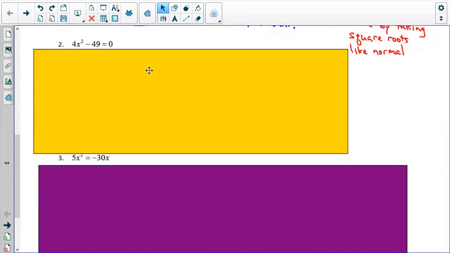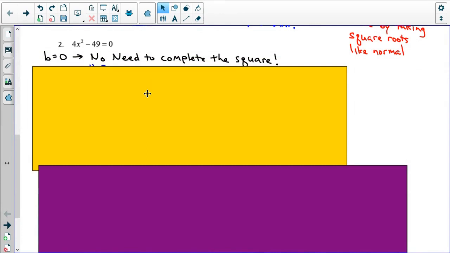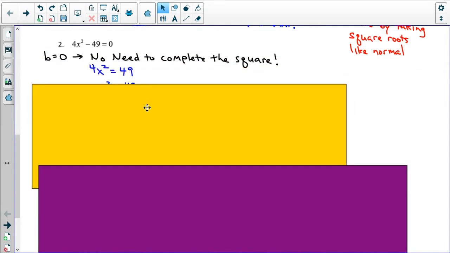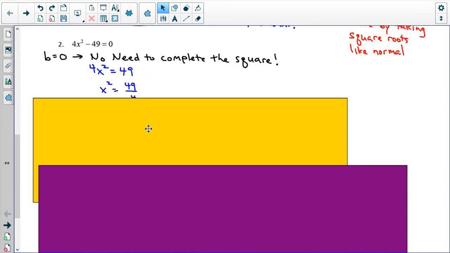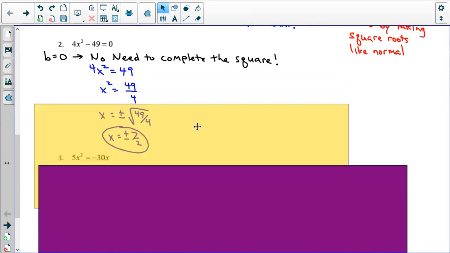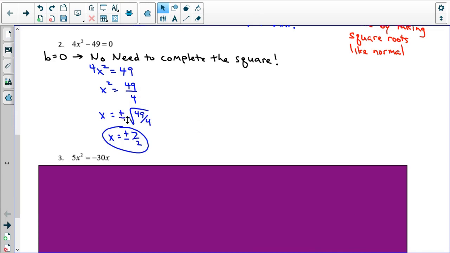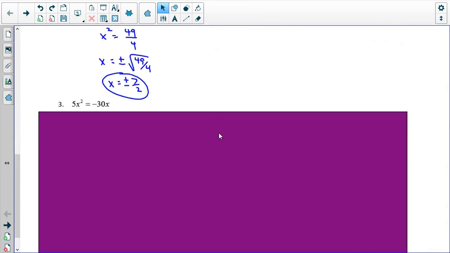Problem 2. Notice there's no b, b equals 0, so there's actually no need to complete the square here. We can just add 49 over, divide by 4, and then take the square root of both sides, put plus or minus when we take the square root. The square root of 49 is 7, square root of 4 is 2. We get plus or minus 7 halves.